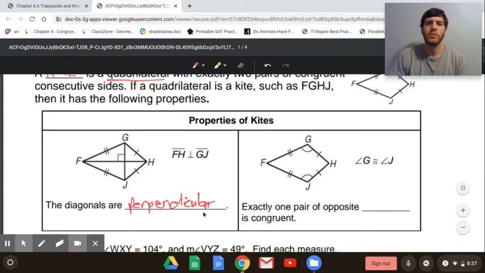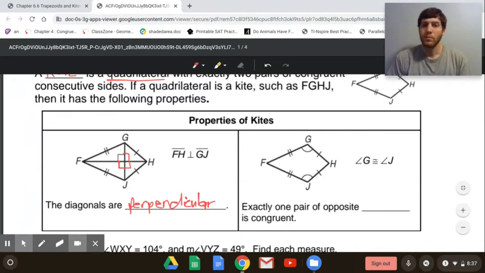Okay, diagonals are perpendicular. That means that where the two diagonals intersect, they form right angles. Perpendicular segments or lines form right angles. So in the middle here, you have a 90-degree angle. Your diagonals, FH and GJ, are perpendicular, so they form four right angles. So all four of these angles are right angles. So 90, 90, 90, and 90 in the middle.